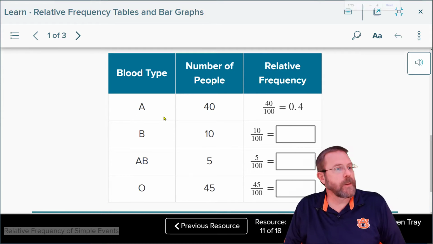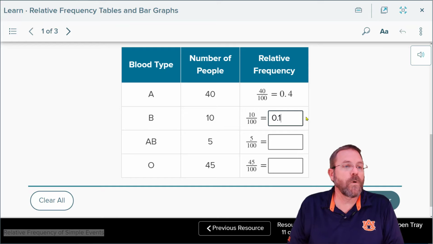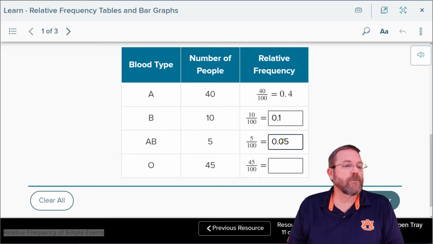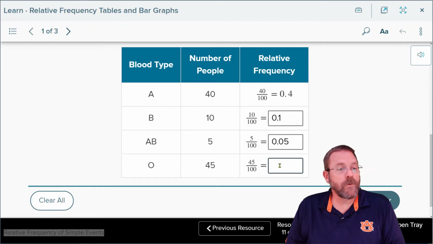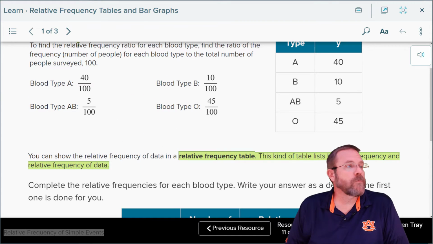So with the blood type of A, it was 40 out of 100, which they put as a fraction, 40 out of 100, also known as 0.4. And then the B was 10 out of 100, which they listed here. 10 hundredths is also going to be 0.1 or 1/10. 5 hundredths, that's going to be 0.05. And then 45 hundredths, I'm honestly shocked that O's that high. That's going to be 0.45. Check your answer. That should all be easy math, things you're very familiar with doing from when you were little kids.